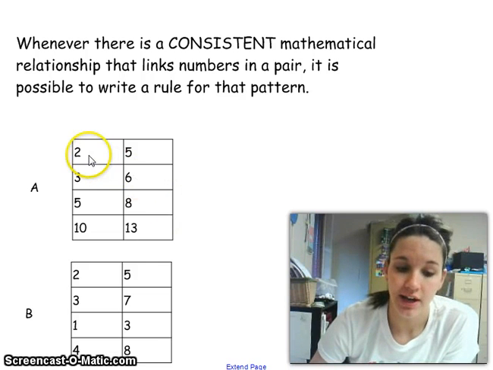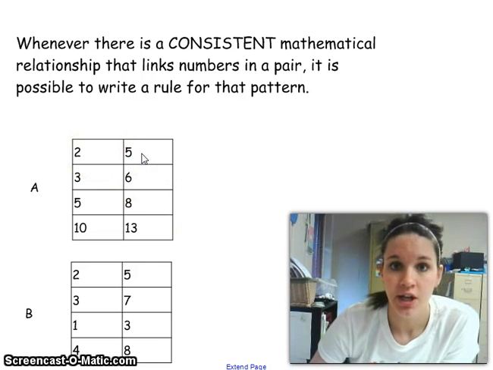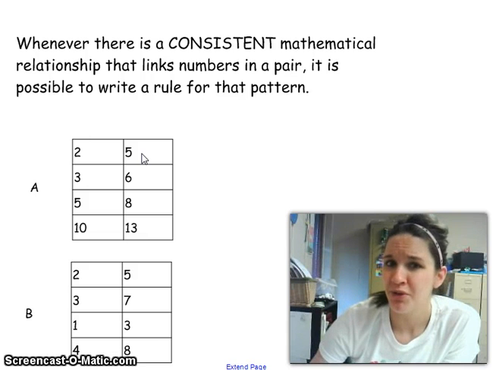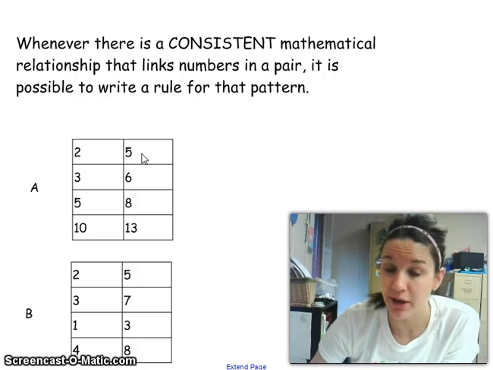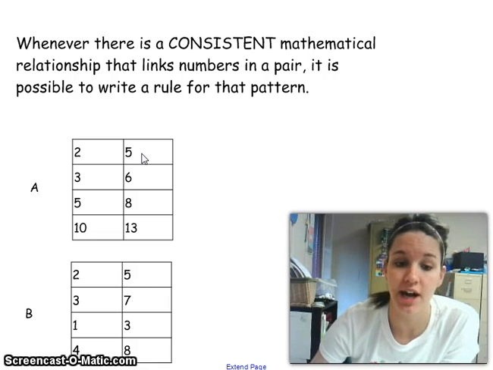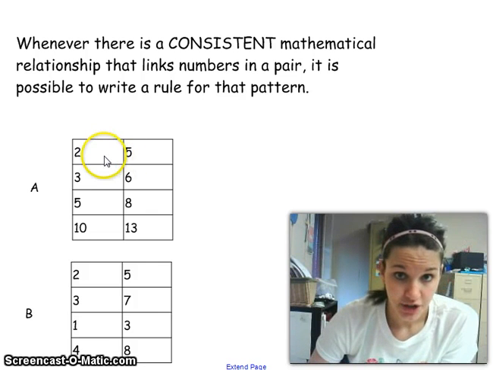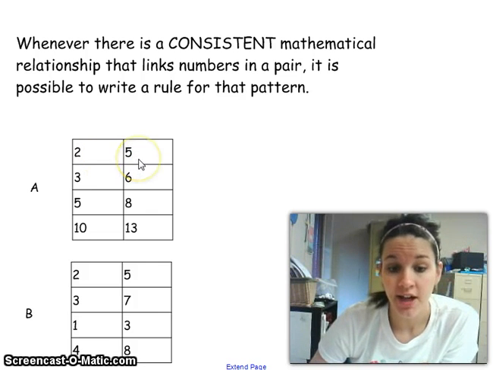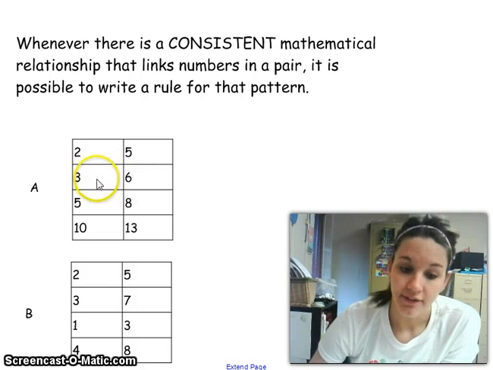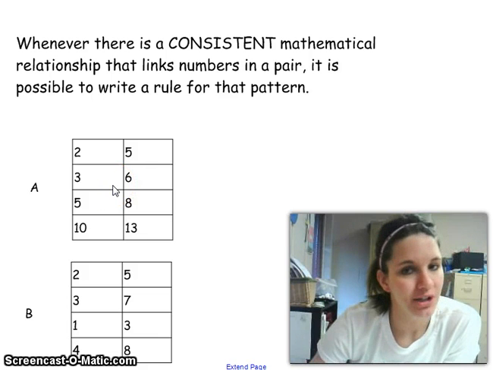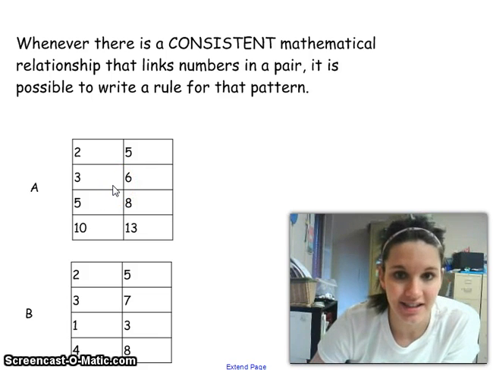So I'm going to start on the left, and I have 2 to 5. So I need to think to myself, well, what could be the relationship between 2 and 5? And I'm going to think about all my operations, addition, subtraction, multiplication, division. And the first thing that I notice is that from 2 to 5, I'm adding 3. I have to now go to the second row in my table because I can't say the pattern is plus 3 if it's not consistent.